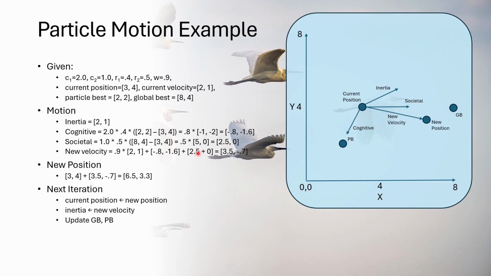So the new position is going to be at 6.5 and 3.3. That's going to be there. And in the next iteration, the current position becomes the new position, and the inertia becomes the new velocity. We update, from where the new location is, if the global best and/or the particle best need to change.